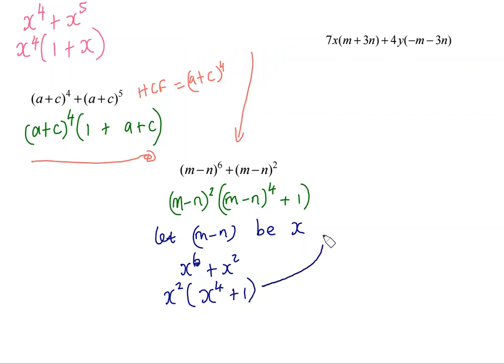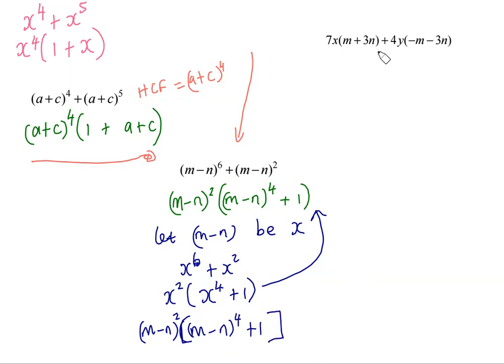So in this case now, this is what we have, because it's going to be (m minus n) squared, then (m minus n) to the power of 4 plus 1. That will be our final answer.